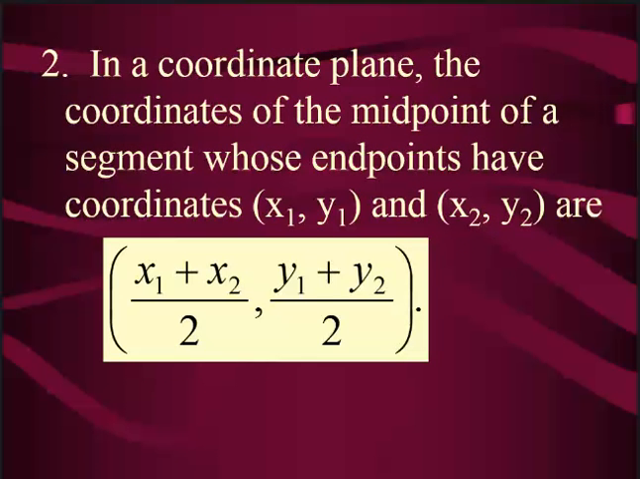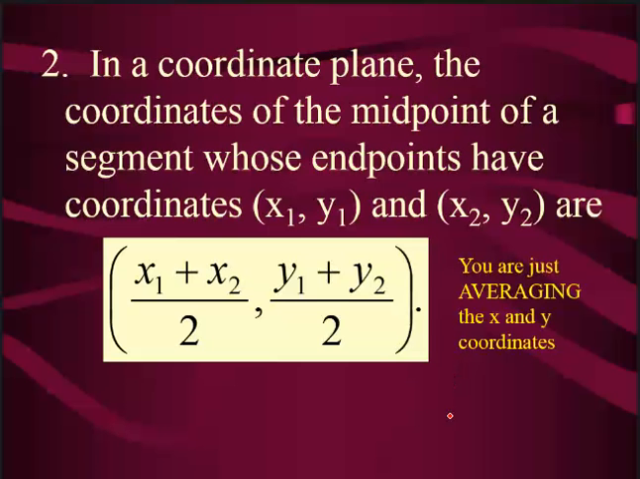If we're on a coordinate grid, you're just going to average your x's and average your y's. So add the two x's, divide by 2, because that's what averaging is when you have two numbers. Same thing with our y's. Okay, so again, we're averaging. So here's an example.